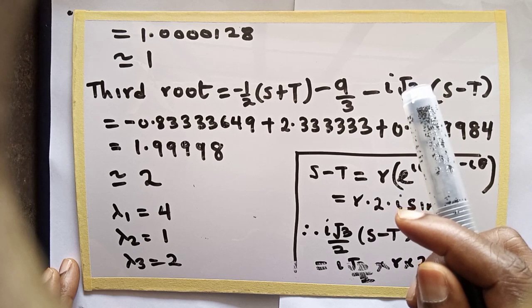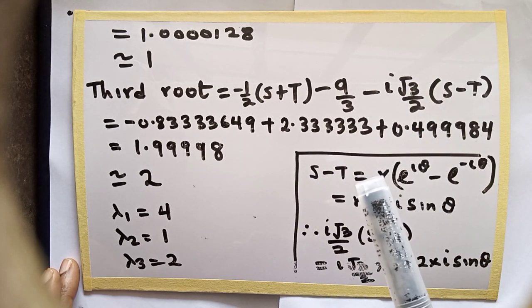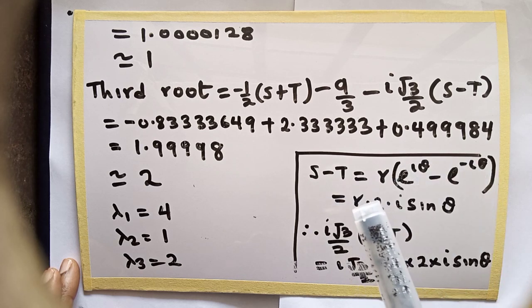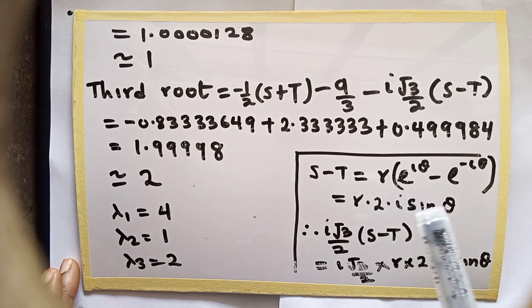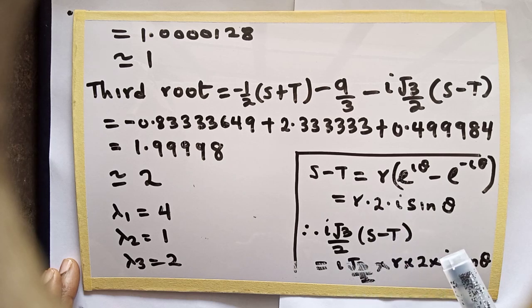Now this one is just an extra, where our s minus t equals r e to the power i theta all over this, which is exactly equal to r times 2 times i sine theta. So by the time you multiply i root 3 all over 2 by this, it gives you this value.